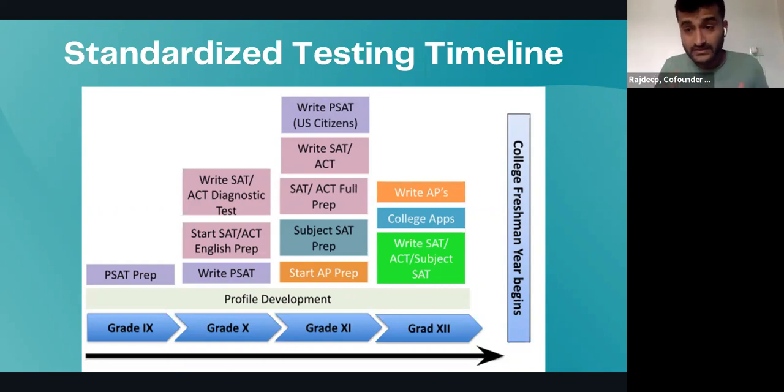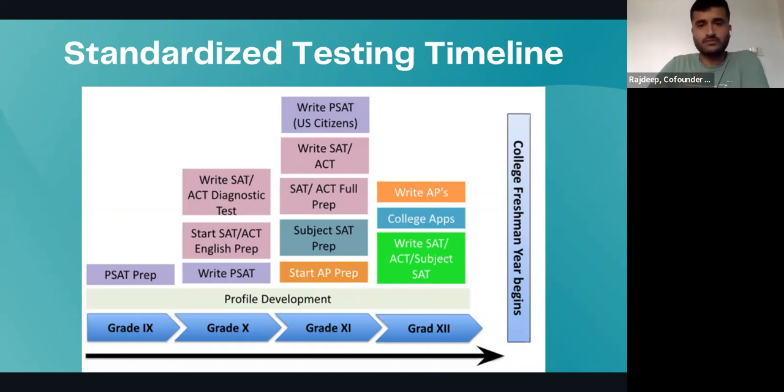And if you do 4 APs, and if you get 4 and 5 in all the 4 APs, you also become something called AP Scholar, right? So AP Scholar is an add-on certificate that you get, which you can always write in your college application that you are an AP Scholar as well. And that holds a lot of weightage, right? So that's how we need to plan it.